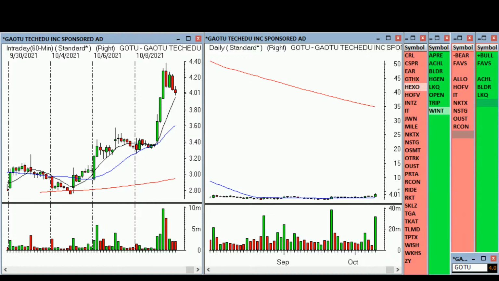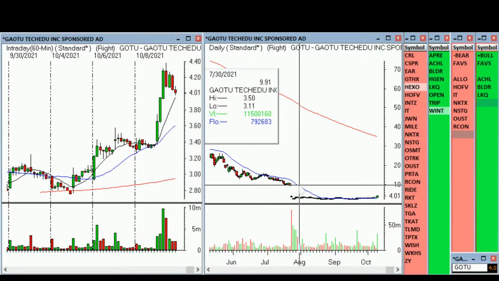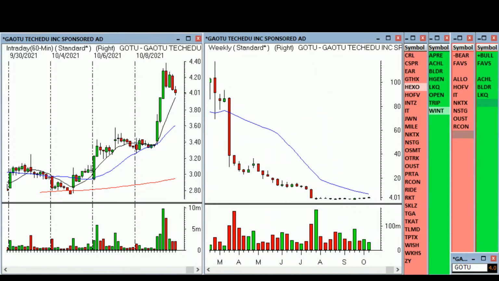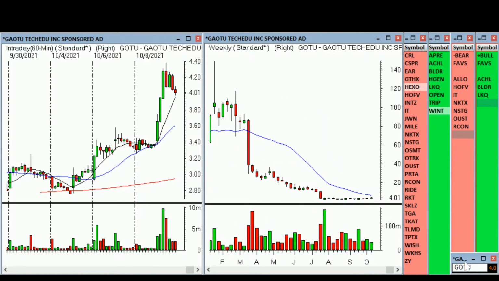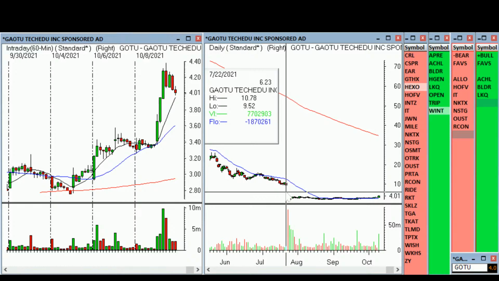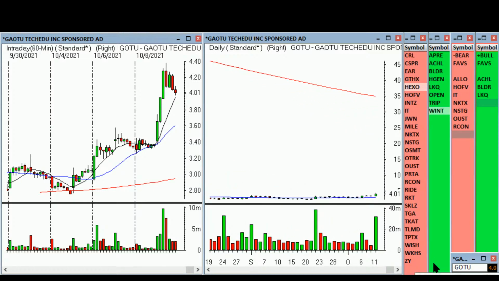Now, let's just say you're in it. What do we do now? What's next? Okay, target is this gap fill right here, $10. Or you can do target one, the 20 on the weekly, which is around $6 for half. And then target two is the gap fill, which is the low of this bar. So that's $9, $9.50. That's what I would be aiming for with the Got You if I had it, but I don't really have it.